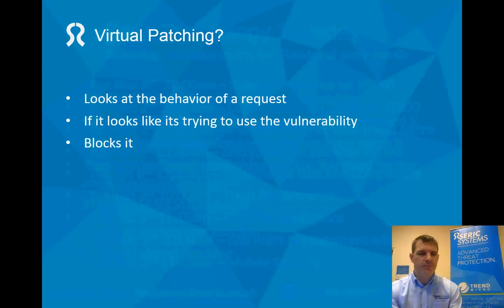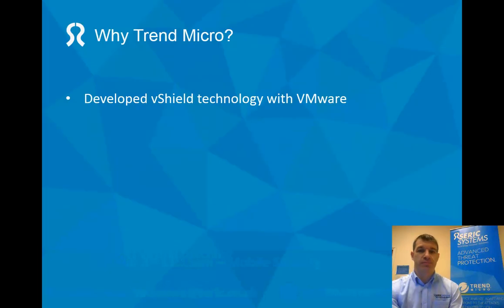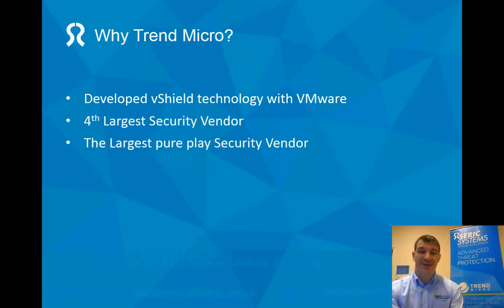So that's vShield from VMware and virtual patching. So why do we recommend Trend Micro? Well, primarily because they're the best. They've been doing it for longer, and they started designing this thing. Trend Micro actually developed and tested vShield along with VMware. They are the 4th largest security vendor. They're actually the largest pure play security vendor.